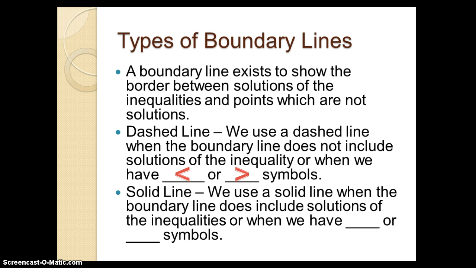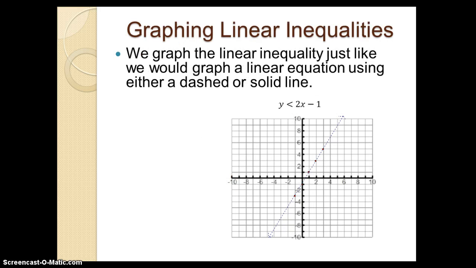The second type of boundary line is a solid line, just like an equation. We use a solid line when the boundary line does include solutions of the inequalities. So for example, x is greater than or equal to 8, well, 8 is a potential solution. So we have the symbols of less than or equal to or greater than or equal to.